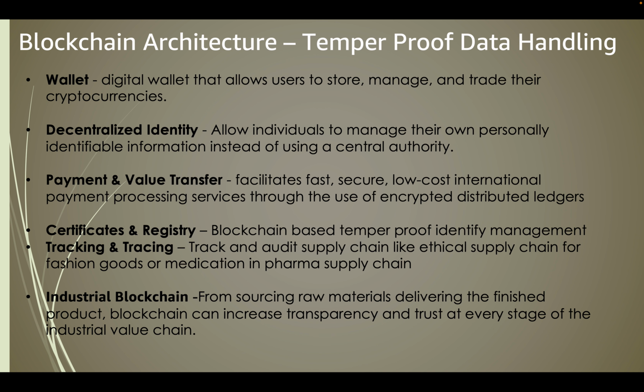It also does decentralized identity. It means that there is no central authority. It is a more democratic process. There is data distributed between multiple individuals, and they identify the data, which has less chance of fraud. Same, you talk about certificate registry, so you can create tamper-proof identity management and provide the smart contract. And then industrial blockchain is very useful to track the source material from delivery to finished goods and all.